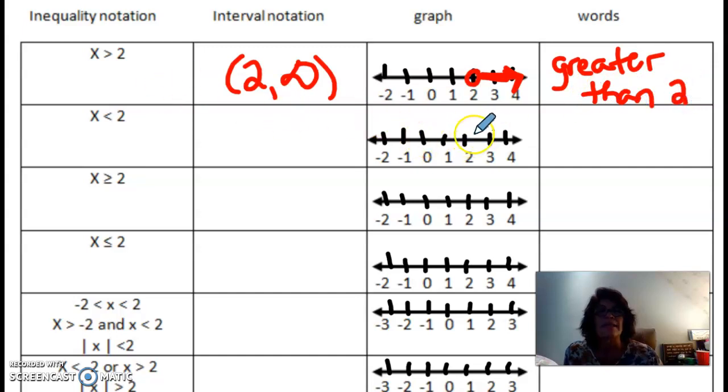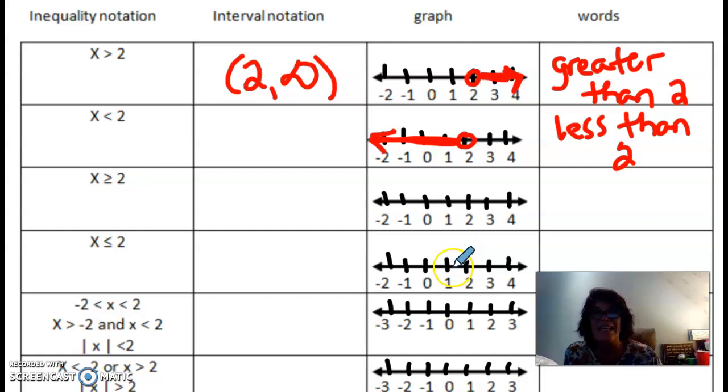This, of course, is x is less than 2, open circle. We're used to that. We shade everything to the left. This is less than 2. Not less than or equal to, just less than. All the answers to solve this inequality are all less than 2. The way we show that with interval notation is negative infinity up to 2.